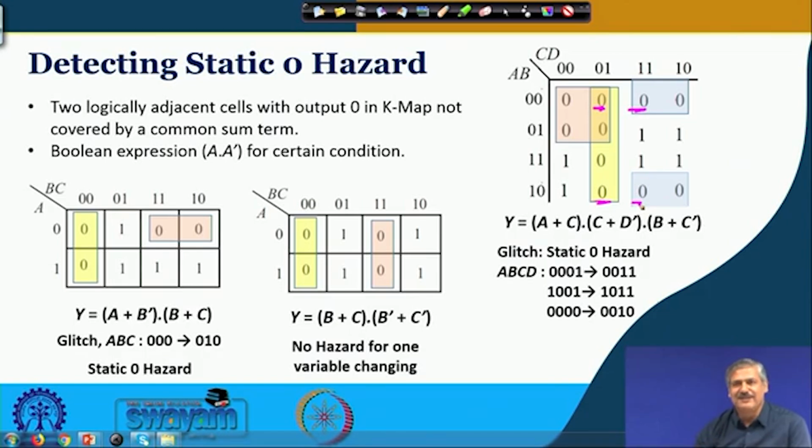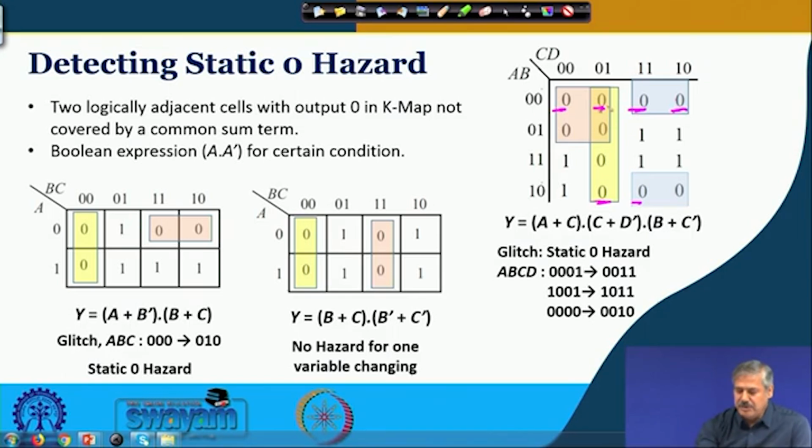Is that the only possible thing? Are there no other ways a glitch can occur in this particular example? There is another way a glitch may occur if you look at this 0 and this 0. They are also logically adjacent, and there is no common sum term covering them. So, there can be a glitch for that also. So, what are these possibilities, the combinations?